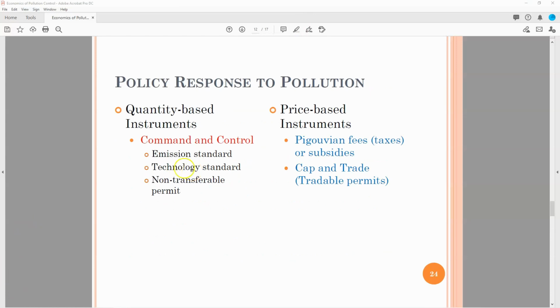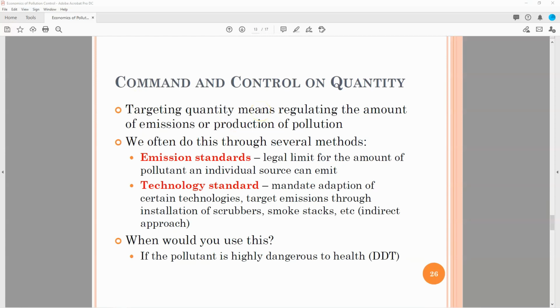We say this method is a quantity-based instrument because it regulates the same amount of emission or production of pollution. We often do this through several methods. First, we use emission standards. That means the government sets a legal limit for the amount of pollutant an individual source can emit. Also, we can say the government sets the legal limit for the amount of pollution that a company or a factory can emit. Then, we can also do this through technology standards.